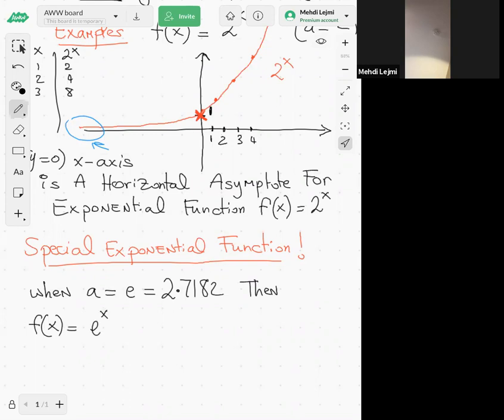This is a very special function because, as you will see probably in calculus 1, this function has a very special property. It's actually equal to its own derivative. So this is very special.